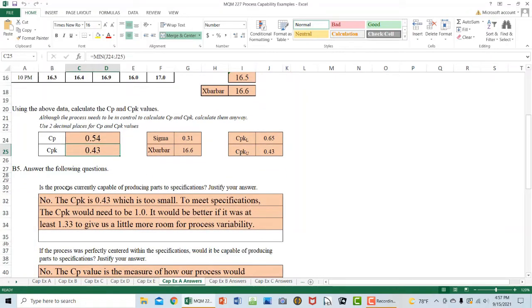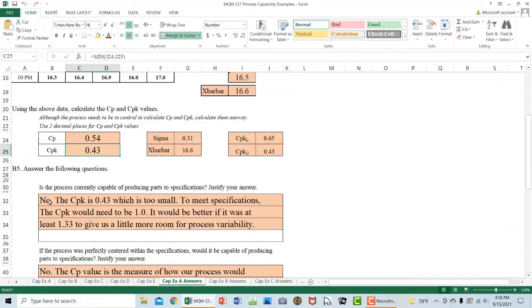So it says, is the process currently capable of producing parts to specification? That's referring to the Cpk. No. And this is what you'd say. The Cpk is 0.43, which is too small. And you say, well, how big does it have to be? I'm going to tell you in just a second. To meet specifications, the Cpk would need to be 1.0. It would be better if it was at least 1.33 to give us a little more room for process variability, just shifts in the process. So that is the answer to that particular question.